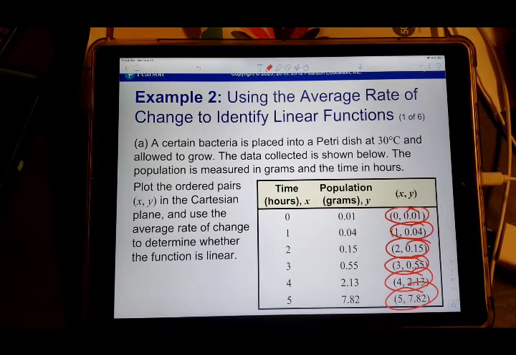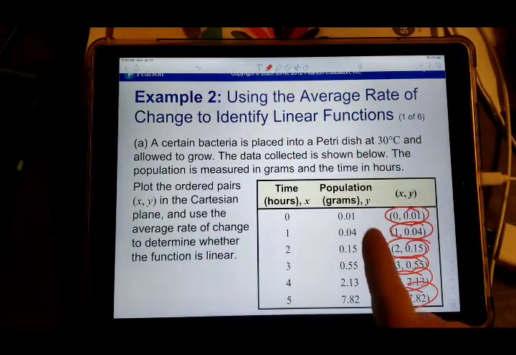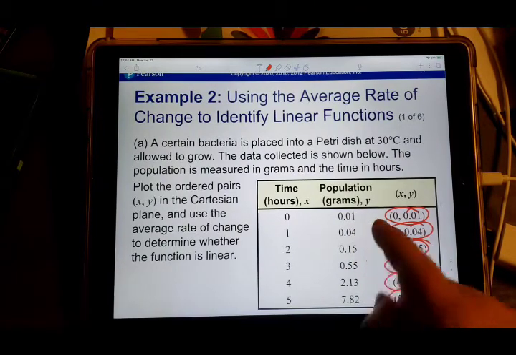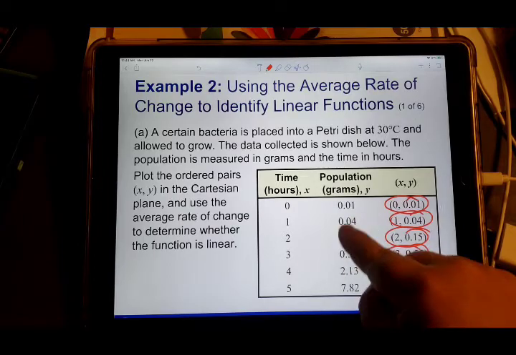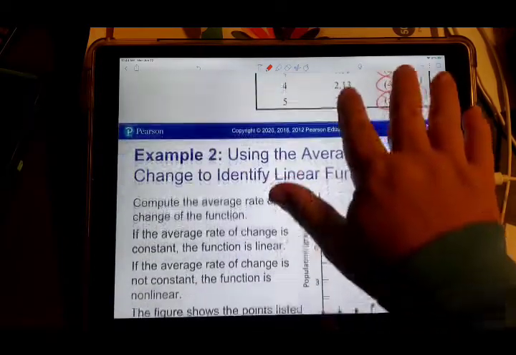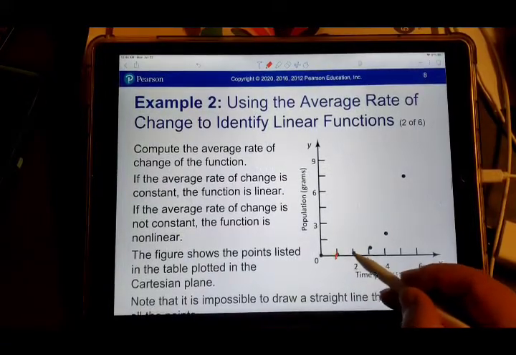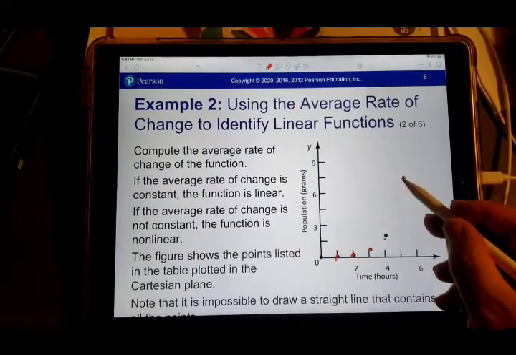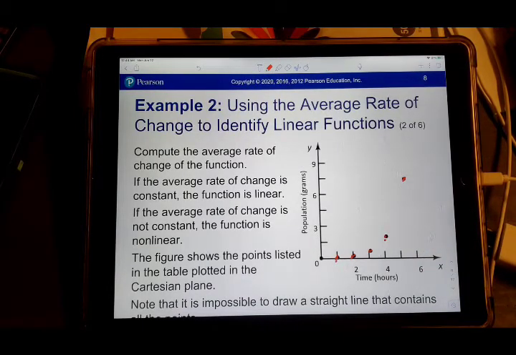Now we could draw it and just look at it, or we could actually use average rate of change and calculate them. I'm going to say it doesn't look like it because the way this thing is increasing so dramatically here, but we'll see it. All right, so they plotted those points. Do these points lie on a line? I mean, are they collinear? Well, they certainly are not. So this is not a linear function.